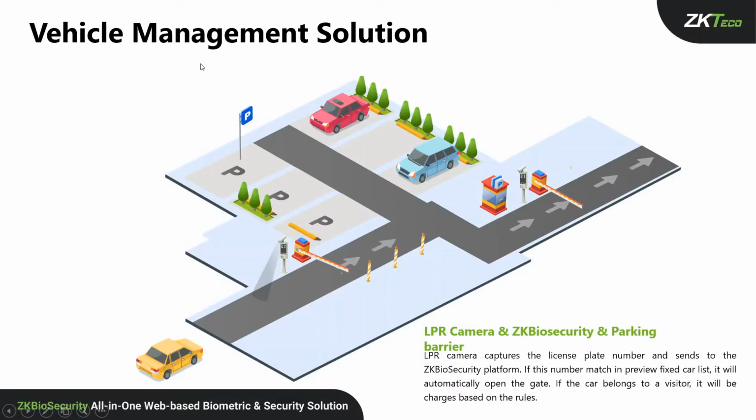From here, for the vehicle management solution, we have to install an LPR camera with the barrier. Once the vehicle approaches in front of the camera, the camera will recognize the number plate, and if the car is registered, the barrier will open. If the car is not registered, it will push the command to the software, and then through the software we can give permission to enter the parking lot or not.